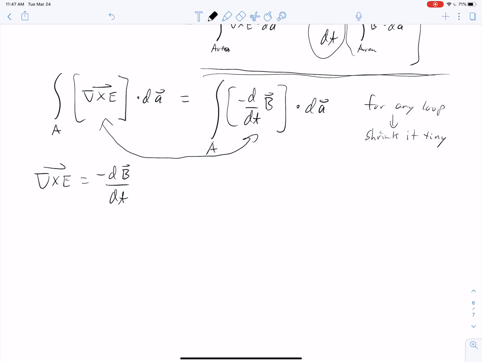And this is a gigantic big deal. This is a new Maxwell's equation. So that's a new Maxwell equation. Faraday's law.